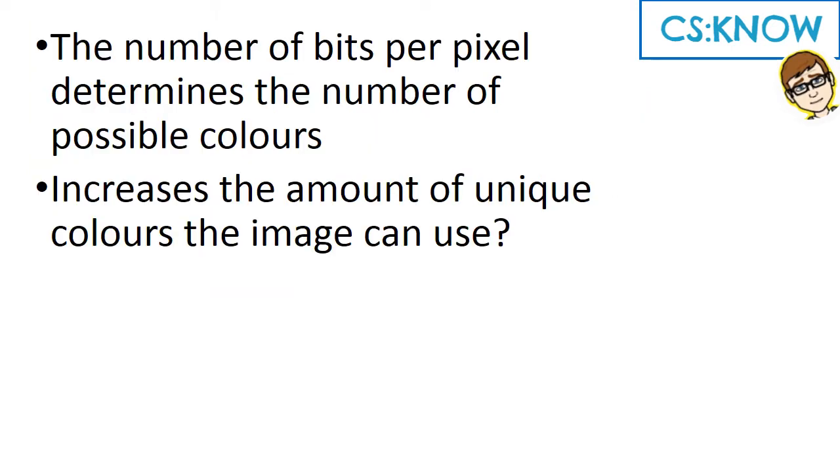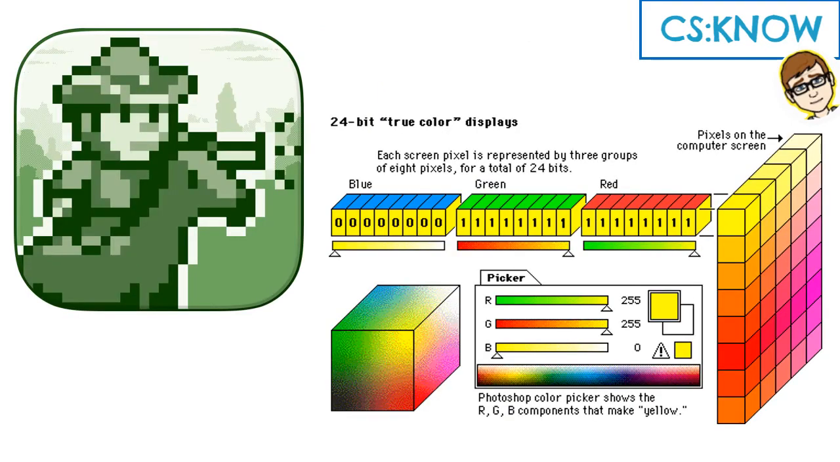The number of bits per pixel determines the number of possible colours. Remember, a bit is a 0 or 1, so the number of bits we're using per pixel is how many different colours we can represent. It increases the amount of unique colours the image can use. Let's have a look at that. If you use 24-bit or true colour displays, basically blue has got a byte, green has got a byte, and red has got a byte. It's a combination of blue, green and red that create the shades of colour. So 24-bit means we've got a lot of 0s and 1s to store the colours that we need.